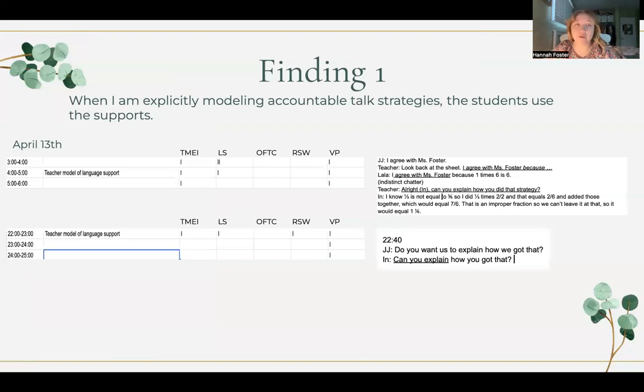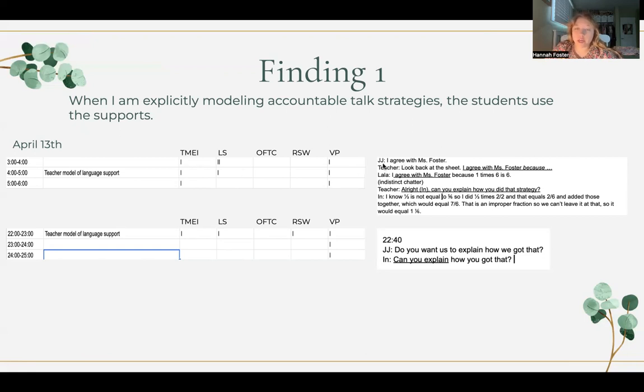So one of the findings from my study is that when I am explicitly modeling accountable talk strategies, the students use the supports. So right here is a coding sheet. Both of these are from April 13th. This is from minute 3 all the way to minute 6. You see here that I am modeling that use of the language support.